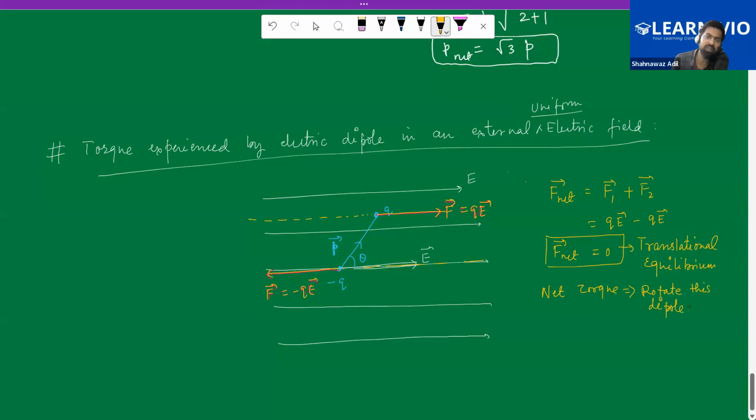Because we don't have any rotational equilibrium, we will have a net torque, which is P cross E. This thing we have derived, so I will not write it, because we have already done it. And what is the magnitude of this? This is PE sine theta.